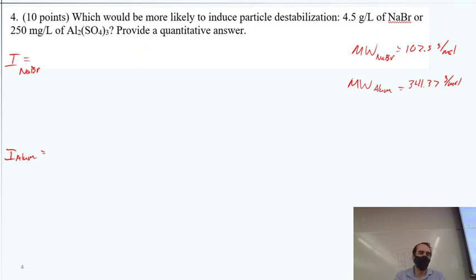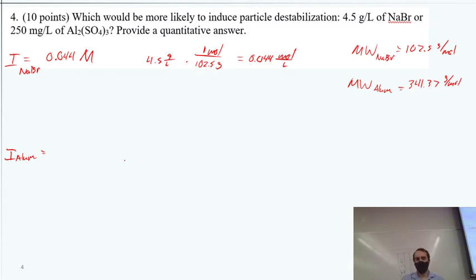When we solve for how many moles per liter of sodium bromide we had, we can say 4.5 grams per liter times 1 mole for every 102 grams. This is going to get us 0.044 moles per liter. And when we plug into the ionic strength equation, because they both have one charge, it's 1/2 times (0.044 plus 0.044), and it just equals 0.044 as our ionic strength.